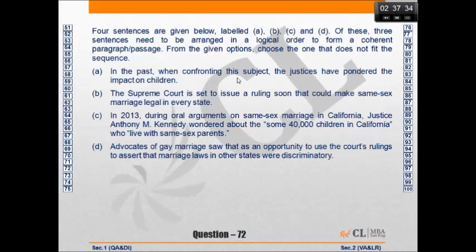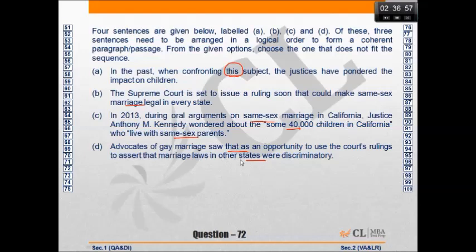In the past, when confronting this subject, the justices have pondered the impact on the children. The Supreme Court is set to issue a ruling soon that could make same-sex marriage legal in every state. In 2013, during oral arguments on same-sex marriage in California, Justice Kennedy wondered about some 40,000 children in California who live with same-sex parents. Choice D: advocates of gay marriage saw that as an opportunity to use the court's ruling to assert that marriage laws in other states were discriminatory.